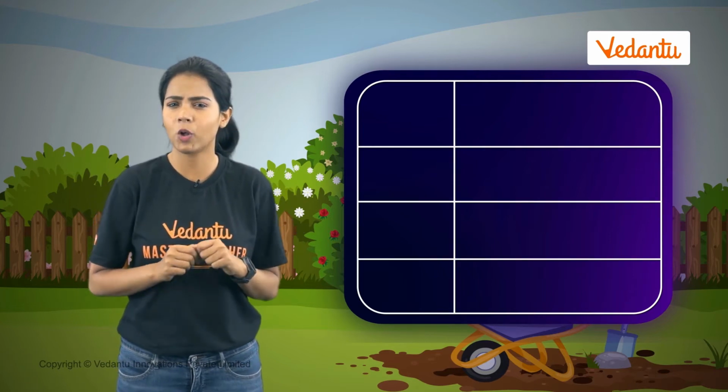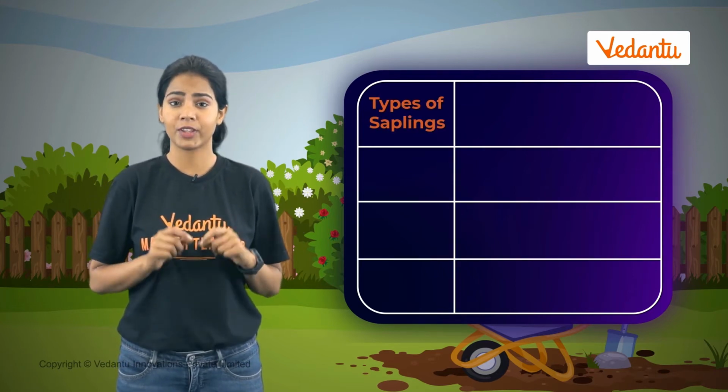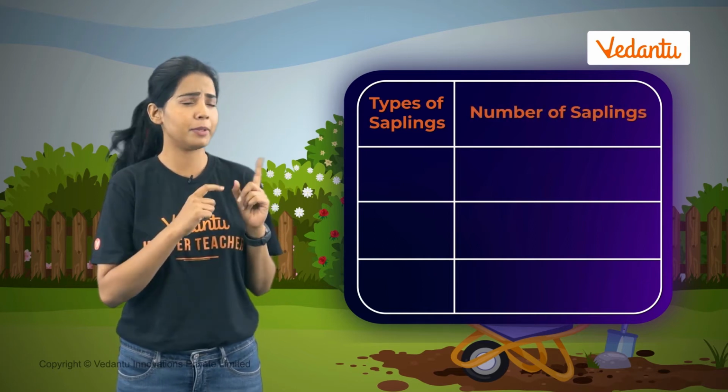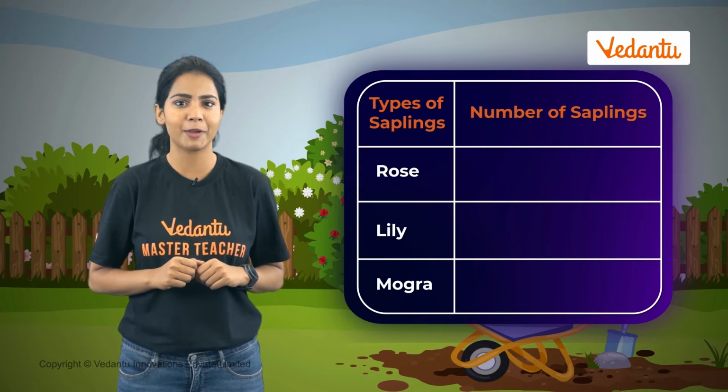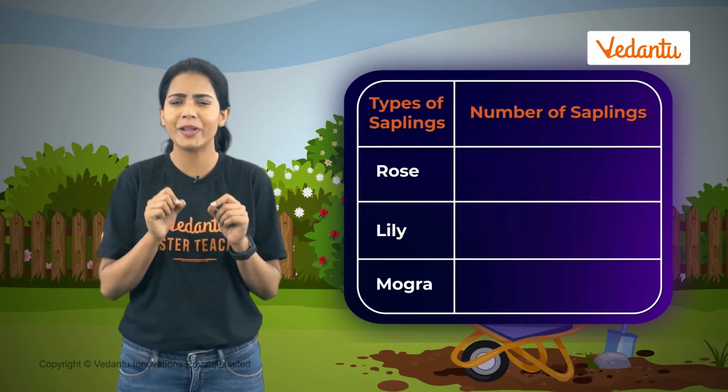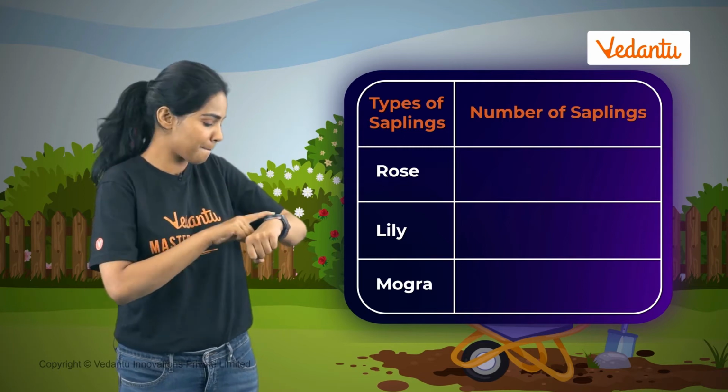We will use a column to show the type of flowers. The other column is for the number of saplings. We have our table in place. Now let's start putting images of flowers on the table to find out how many saplings we have.